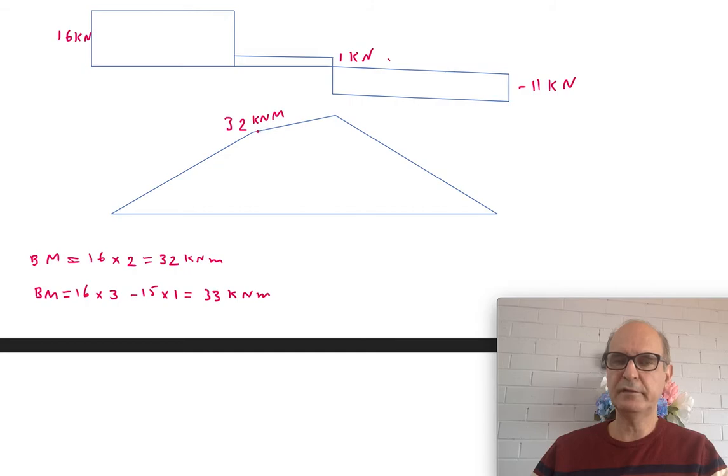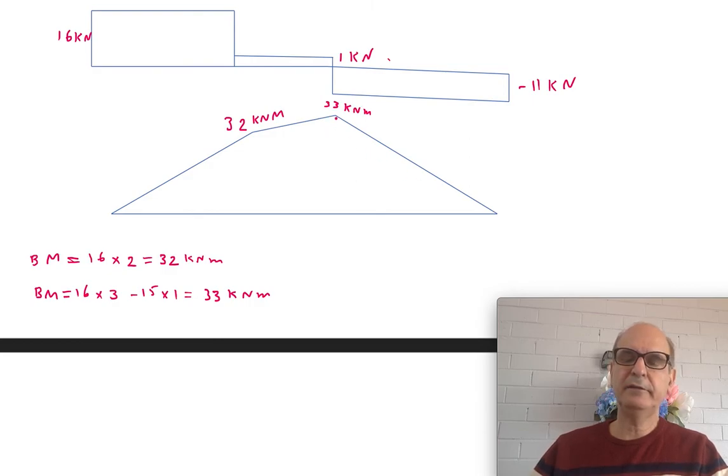So still the moment is growing, but at a lower rate because 15 kilonewton provides a moment in the opposite direction. Then to find how much moment we have at that point, we see 16 kilonewton is 3 meters away from that. Take away 15 kilonewton, which acts here, only 1 meter away from that. And that gives us 33. So at that point, we have 33 kilonewton meters.